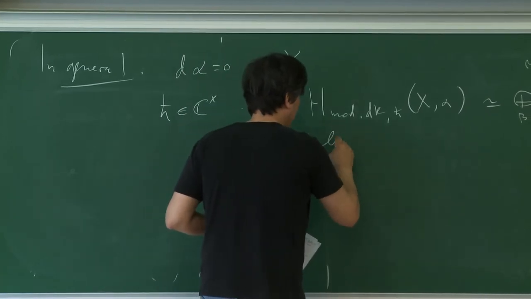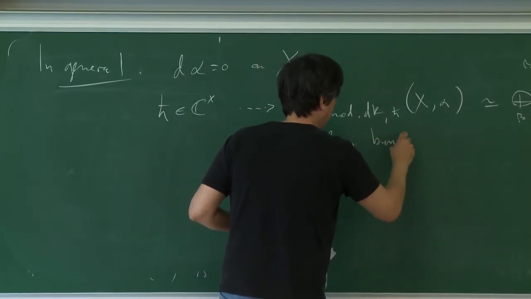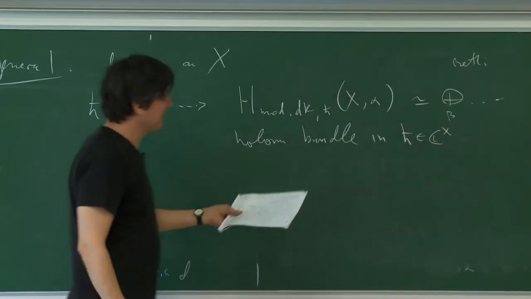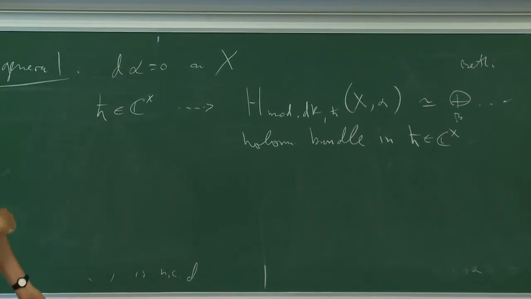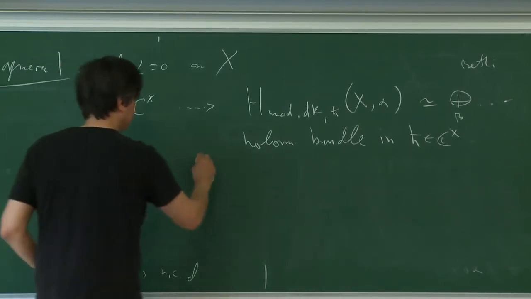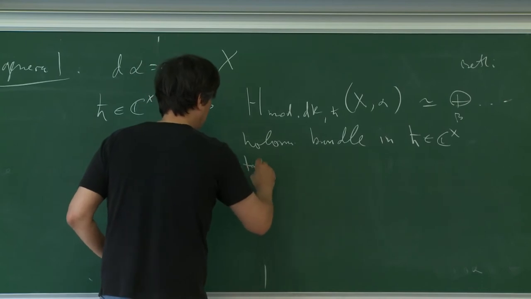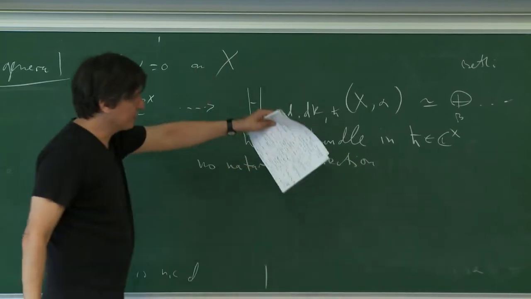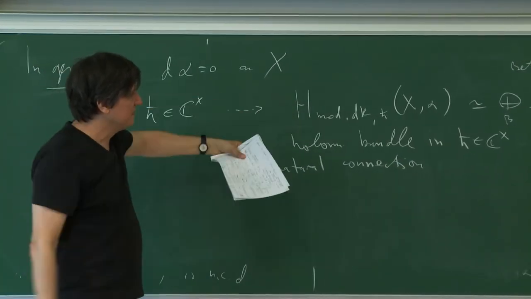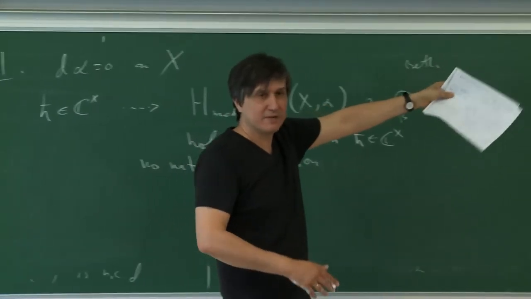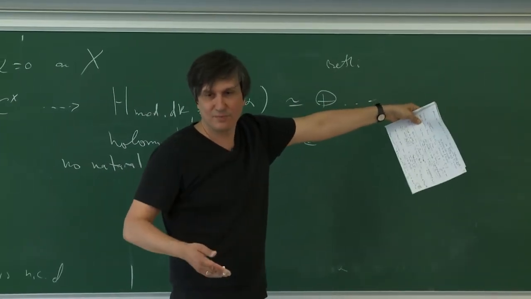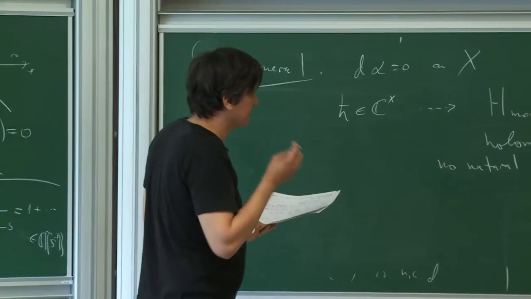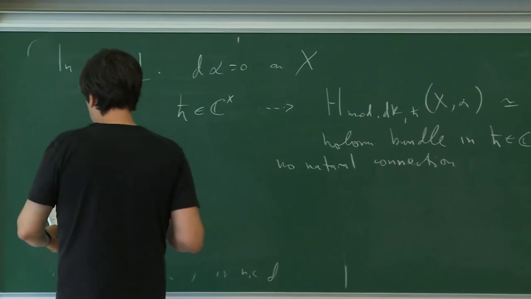It's a holomorphic bundle in h bar, as you can see, but it doesn't have any natural flat connection. Unlike for the case of functions, where we can identify, here we really get local systems. If we go to the Betti description, we get different local systems with different monodromy, and there's no reason to identify the cohomology. They have just the same rank, but they're not isomorphic. So it's not a flat connection.